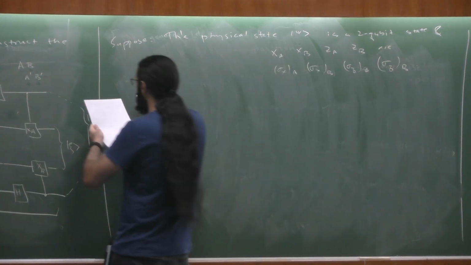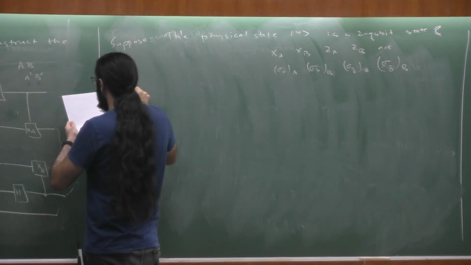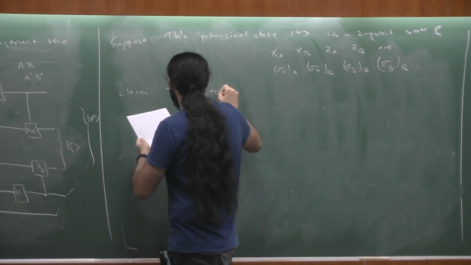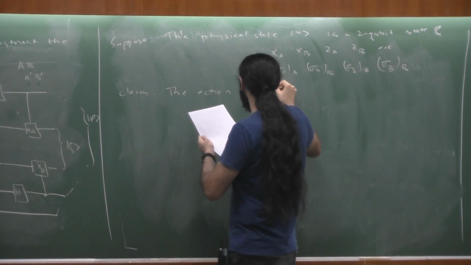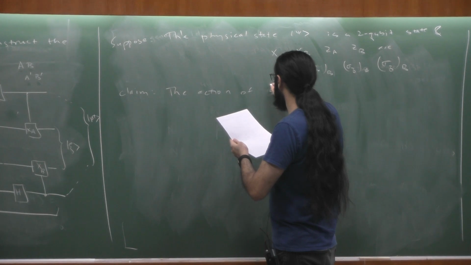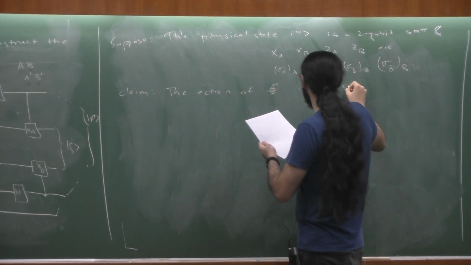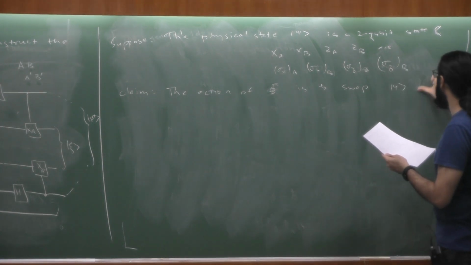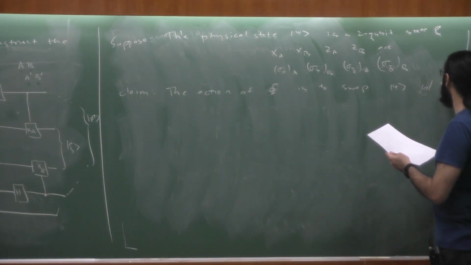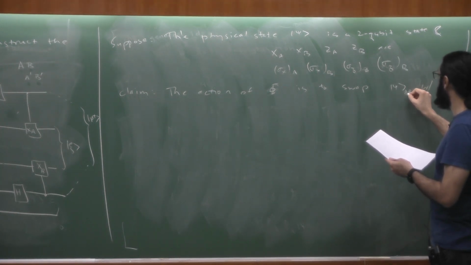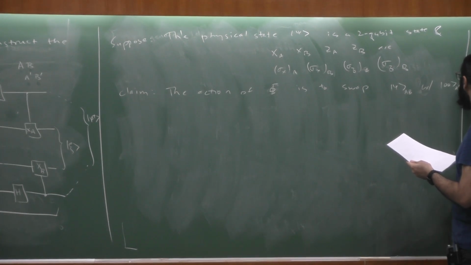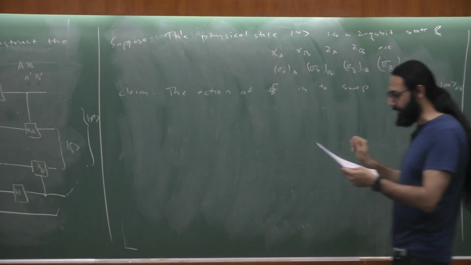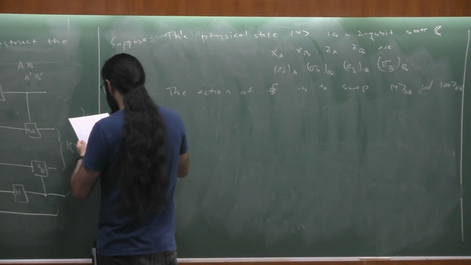Now the claim is that the action of the circuit phi is basically to swap psi with 0 0. So AB will get swapped with A prime B prime and vice versa. Let's actually do this because I think it's good to check it once. So let's write it down.